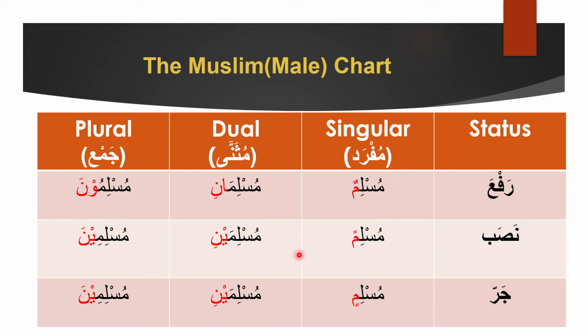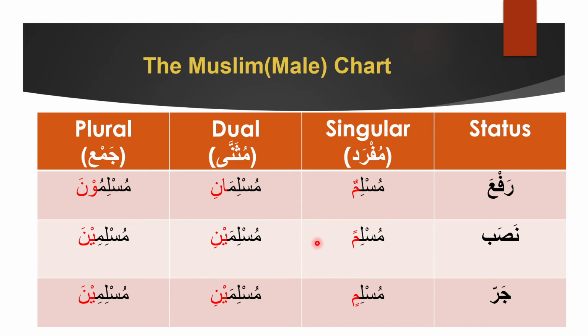Any word you'll be given, you'll be able to match and decide whether it's Nasab or Jar, and whether it's Nasab, Rafa or Jar. Okay? Also, the other important part of this chart is that it will give you whether it's singular, plural, or dual. Remember what I told you about ism in the beginning?